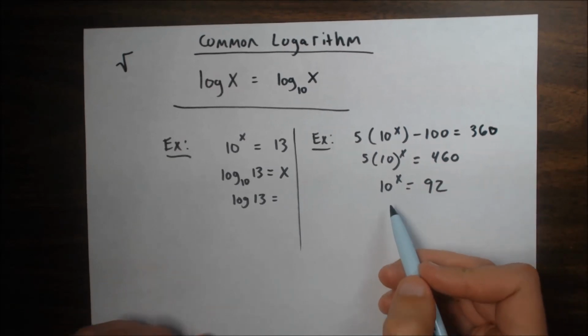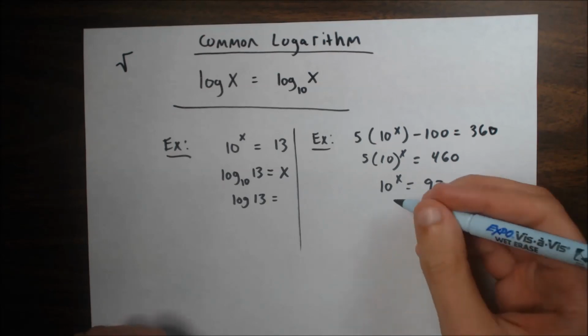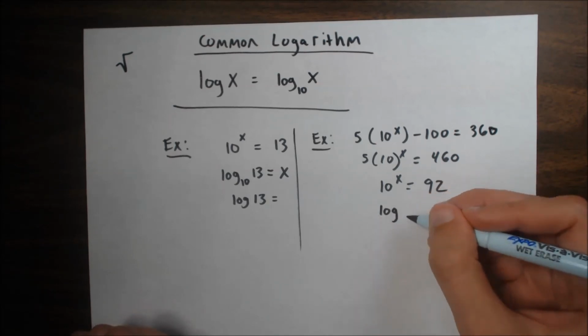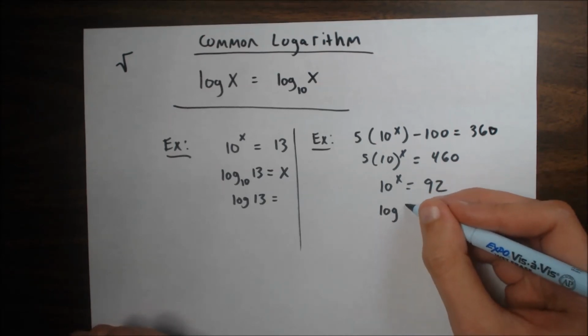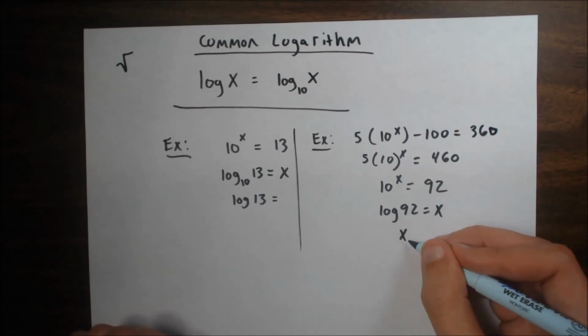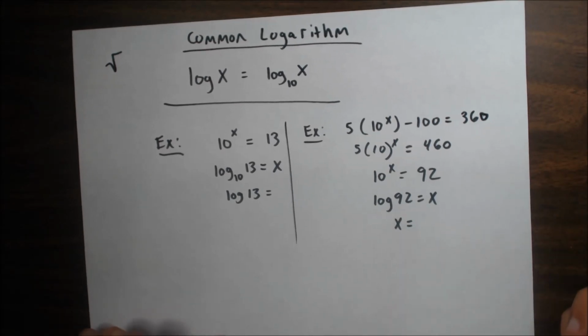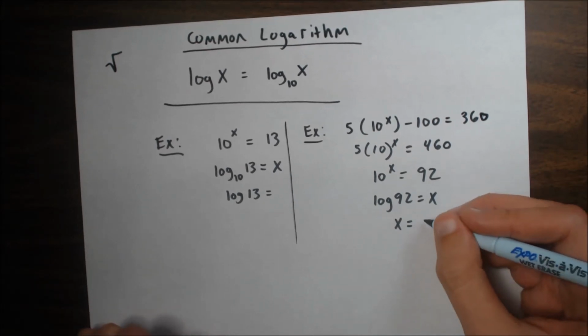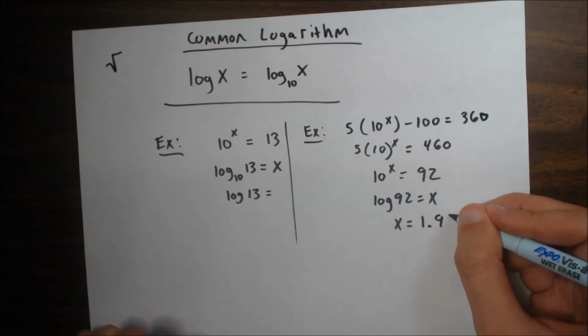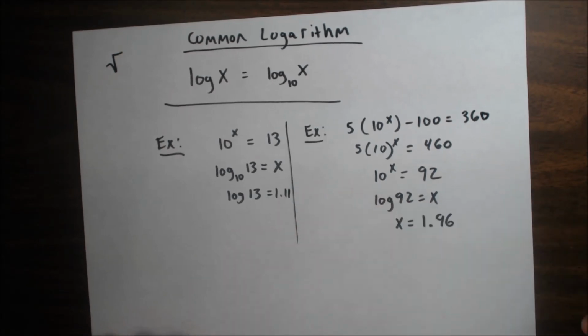Now that I have just 10 to the x power on one side, I can rewrite this as a logarithm. So we know that x is equal to, and I put this in my calculator, log 92, and I get 1.96. Okay, and that's it.